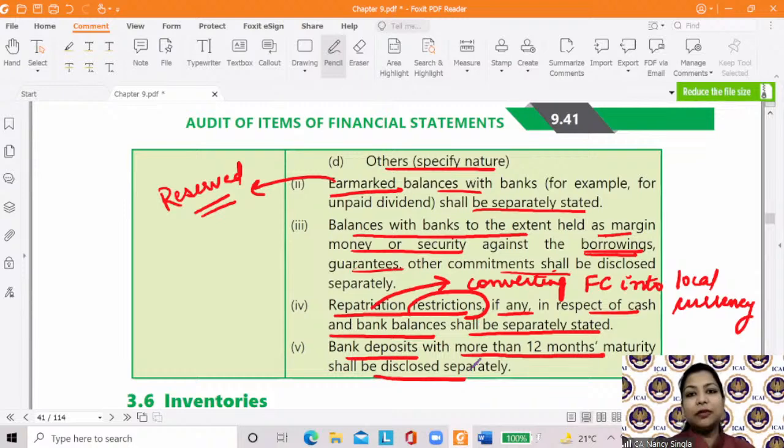So today we have covered 3 topics, that is borrowings, trade receivables, and cash and cash equivalents. And the last topic that I'll be covering for today is inventories. Now quickly tell me, first of all, quickly tell me whether the three topics are clear or not. I am waiting for your replies.